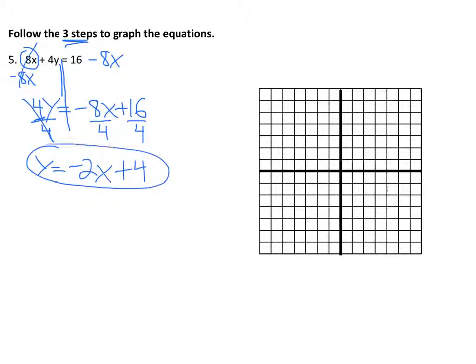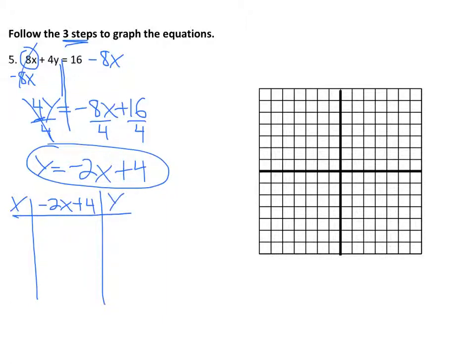Usually that's the hardest part when doing these. The XY chart, students do well with. It's just this first part, getting y by itself. So if you don't do this correctly, then you're not going to get the right line. So now let's go to the second step. Let's make the XY chart. So I'll do x, then I'll put the negative 2x plus 4, and then we'll put the y.